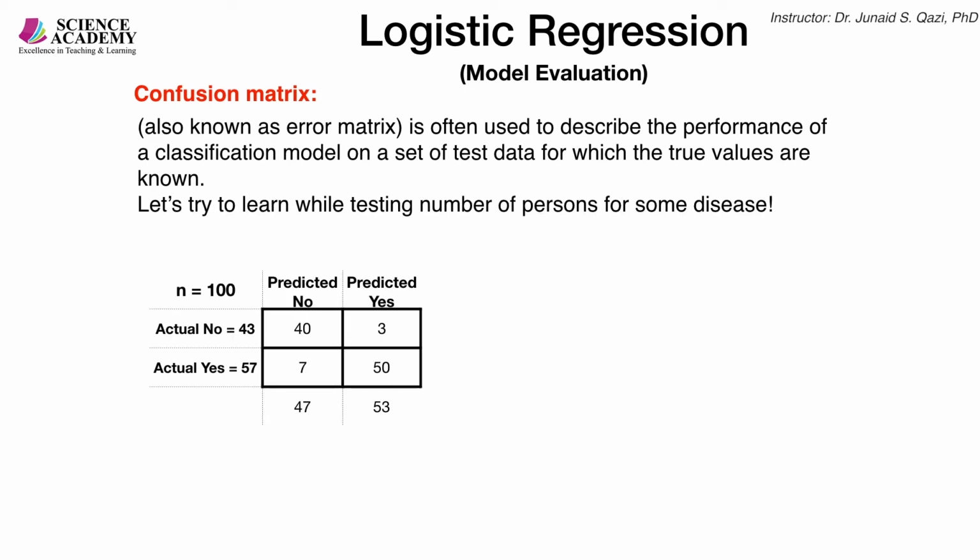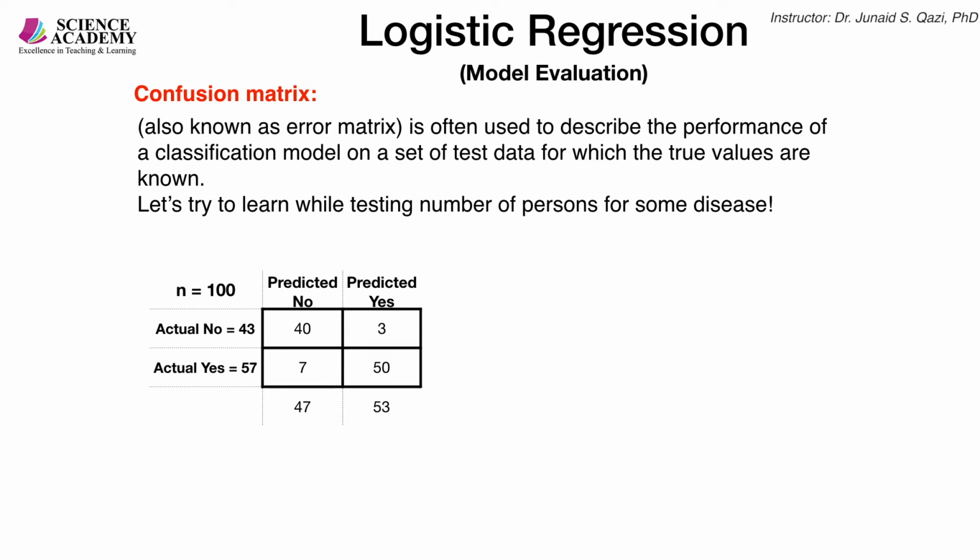Let's try to understand the confusion matrix while testing a number of persons for some kind of disease. We have a data set with 100 observations. Out of those 100 observations, there are 43 cases where the patient has no disease. On the other hand, 57 cases where the patient has a disease.